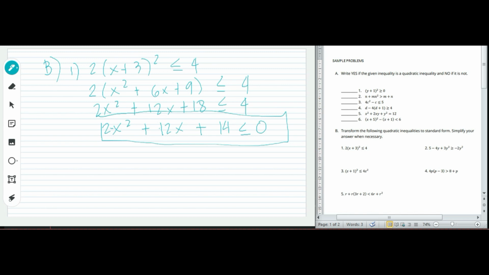Another example, the number 2, let's make this in standard form. You have 5 minus 4y plus 3y squared is less than or equal to negative 2y squared. So, just transpose this to the other side. It becomes positive 2y squared. So, that will be 5y squared. Okay, these two. And then, minus 4y plus 5 less than or equal to 0. This is already in standard form. That is how you change the following quadratic inequalities to standard form.